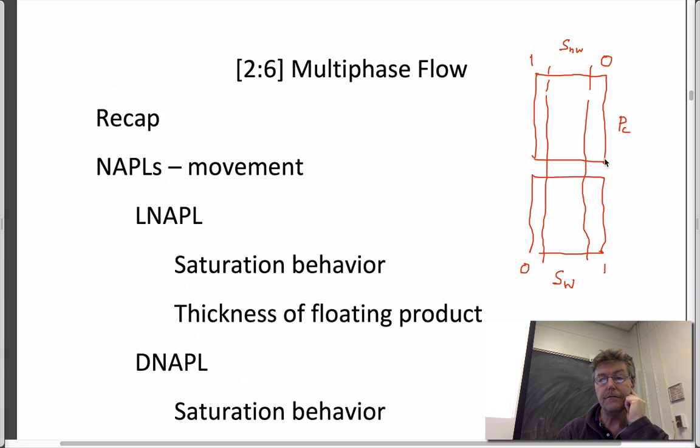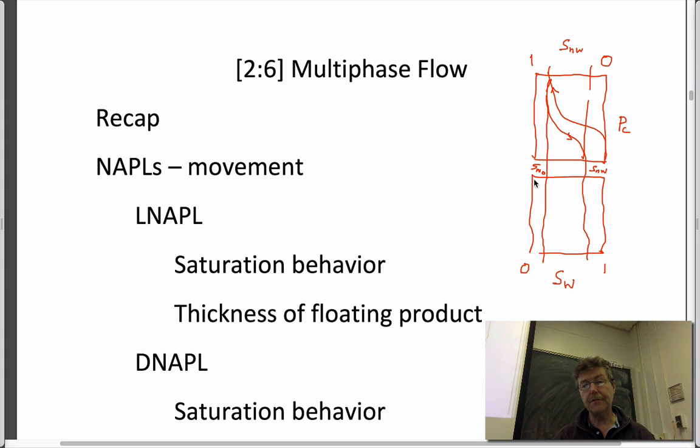These define very straightforwardly the behaviors in drying and in imbibition relative to these no-go areas, which are what? This is the maximum amount of water you can get out of the system. So this is the irreducible water saturation, and this is the irreducible non-wetting saturation. And we've drawn these other diagrams in a variety of different ways.